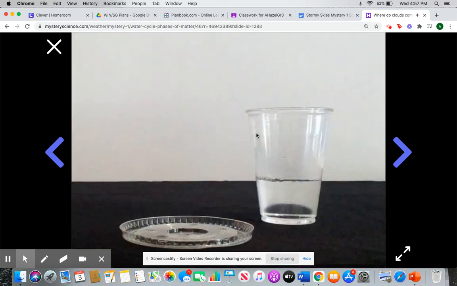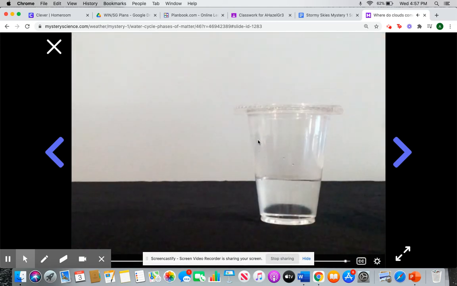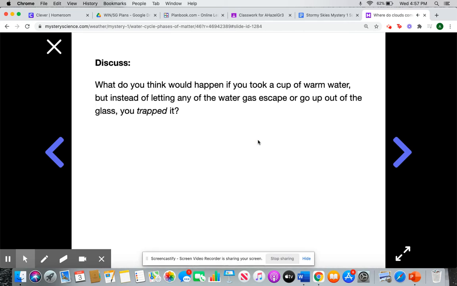Let's try an experiment. What do you think would happen if we took a cup of warm water? So, in other words, a cup of water liquid that's becoming water gas rising up out of the cup. But now, instead of letting any of the water gas escape, let's say that we trap it. What do you think will happen if you trap some of the water gas and don't let it escape?